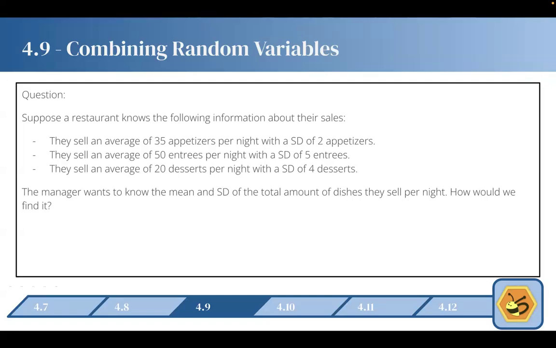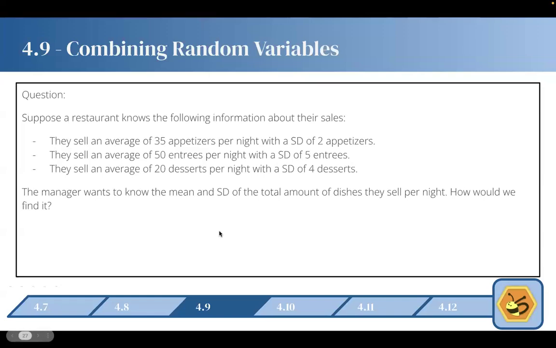Add, right? We need to add them together. So we can see right now we have 3 different random variables, but we will need to add them all together to get the total amount of dishes they sell. So in order to do that, all we need to do is add the means together and then square. Remember, we need to square each of these. So 2 squares to 4, 5 squares to 25, 4 squares to 16. Then add those together and do a square root of that, right?